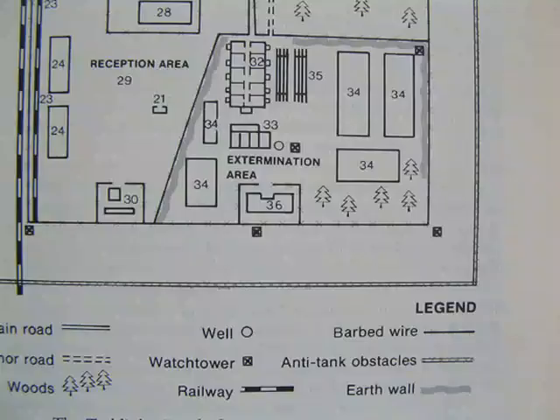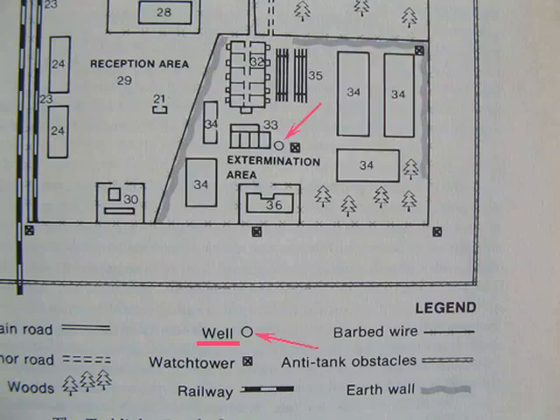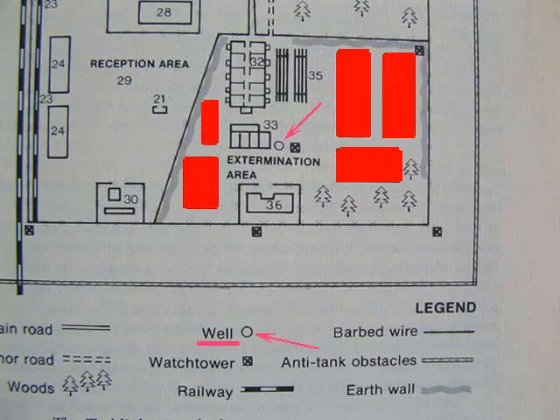Here's a map of Treblinka on page 39 in Arad's book. Here's the end of the tube, here's the gas chamber, and here are the burial pits. The problem is that there is a water well right here, as you can see on the legend below. The burial pits surround it. That is 700,000 people buried and decaying.